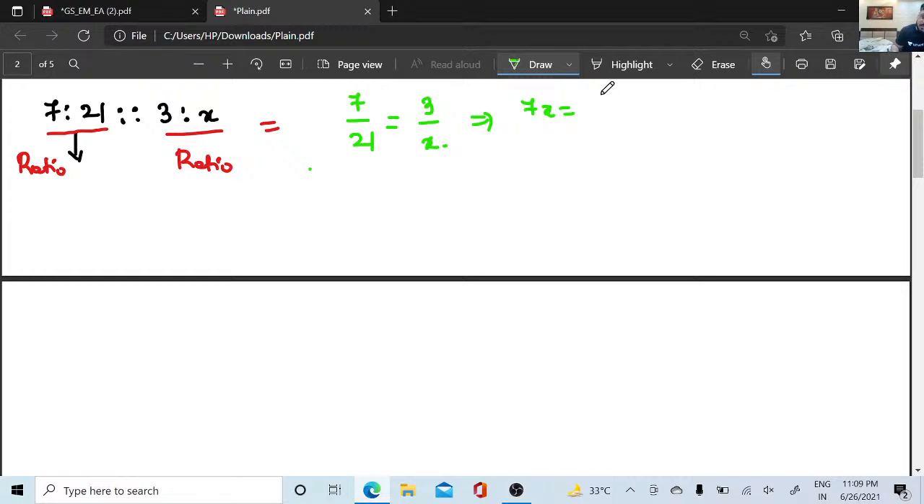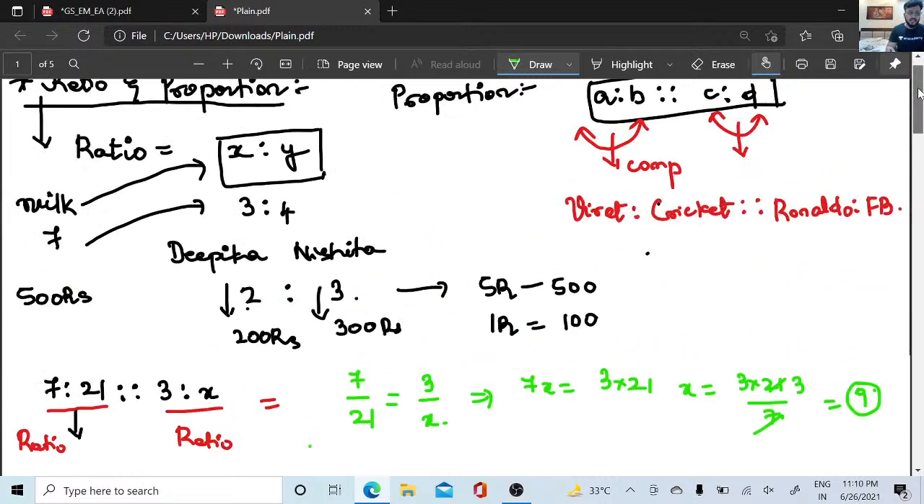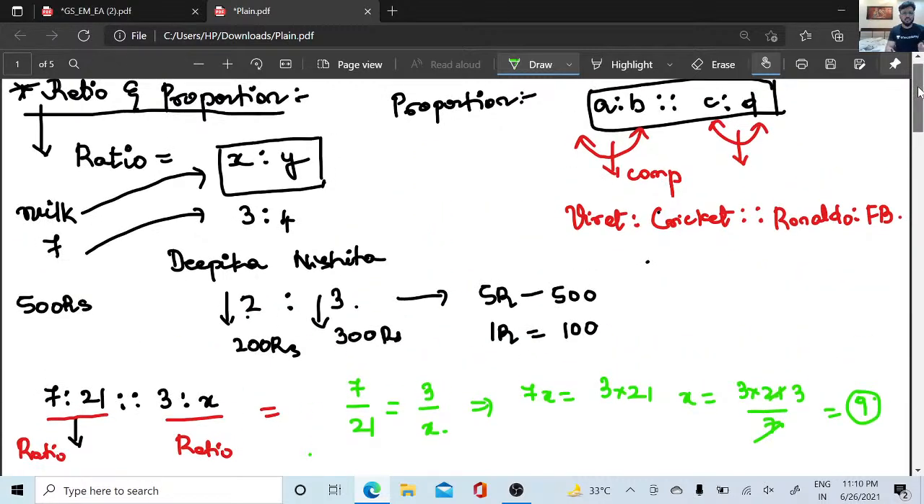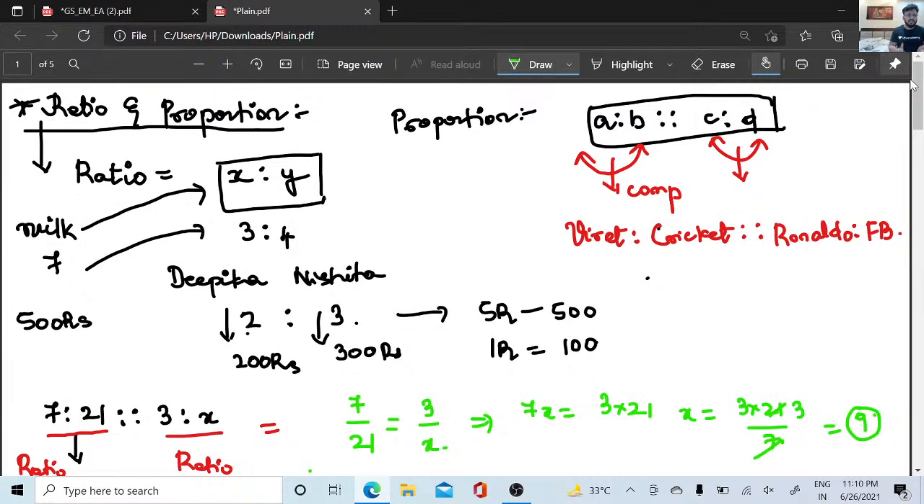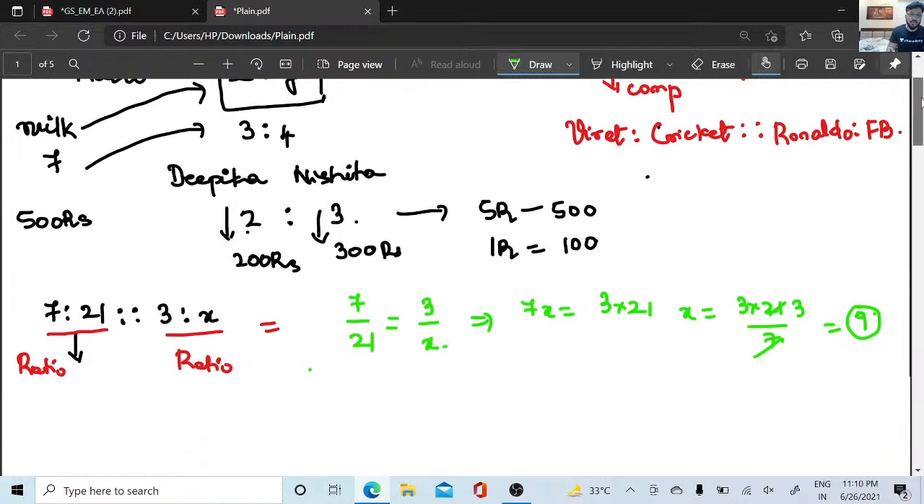7x is nothing but 3 into 21. So x is 3 into 21 divided by 7. 7 threes are 21. The value of x will be 9. So this is your ratio and this is your proportion. Two ratios equal to each other is nothing but the proportion. And ratio is the divisional part of a whole part.